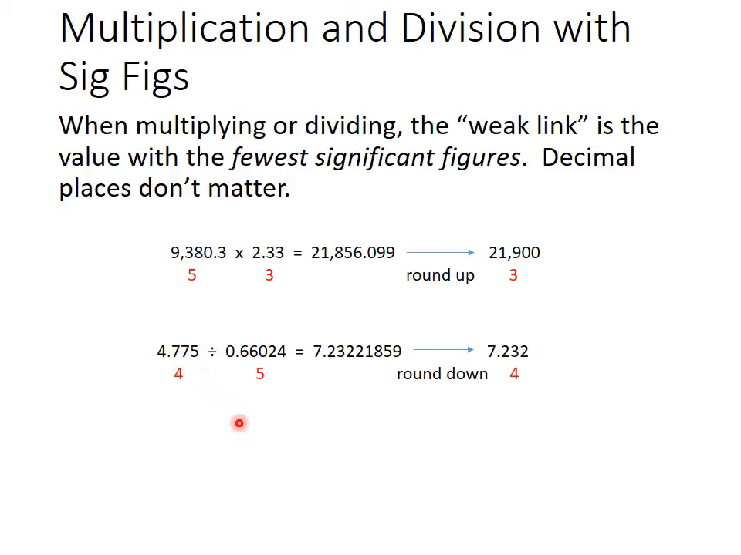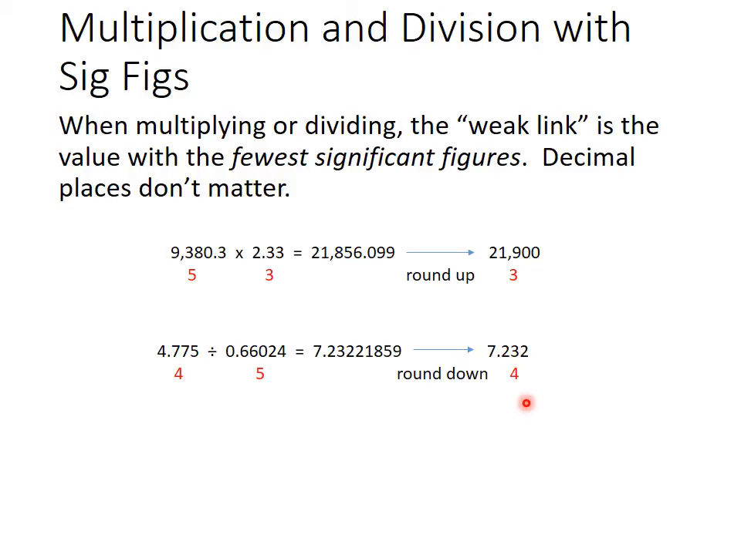4.775 divided by 0.66024. We have 4 sig figs in one of our starting values. We have 5 in the other value. If we do that calculation, we get 7.23221859. We need to go down to 4 sig figs because that's our weakest link. So we round this down to 7.232.